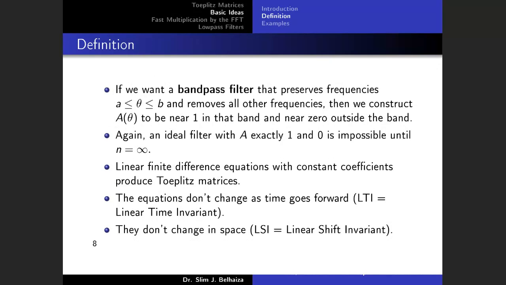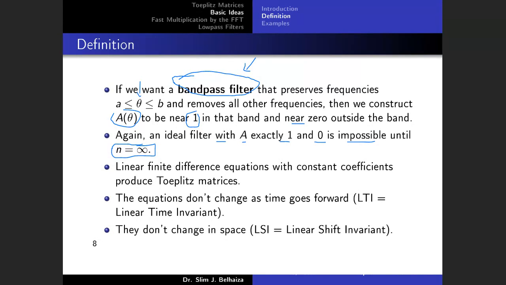So the main word here, my topic, we always use in data science. If you want what we call a band pass filter or a low pass filter that preserves frequencies where theta is between A and B, and removes all other frequencies, then we'd like to construct A(theta) to be near 1 in that band and near 0 outside the band. Again, an ideal filter with A exactly 1 and 0 is in fact impossible until n goes to infinity.